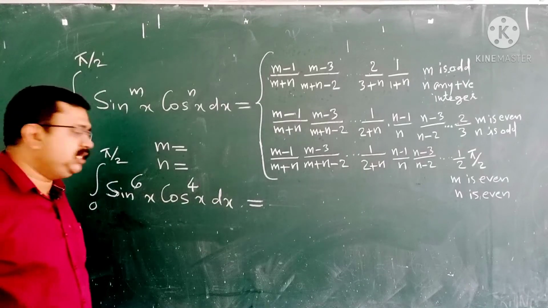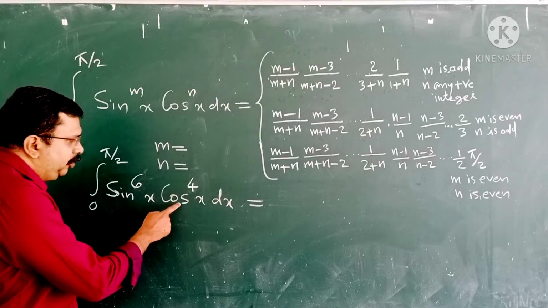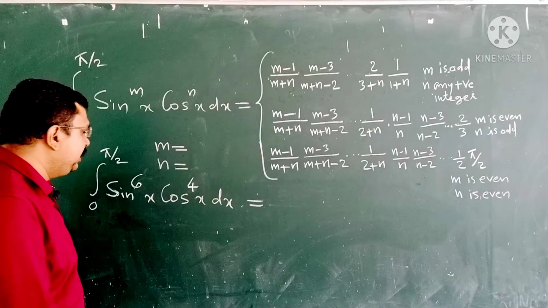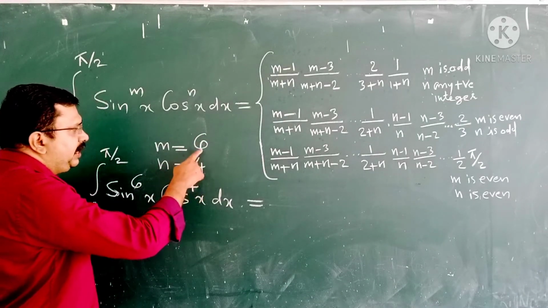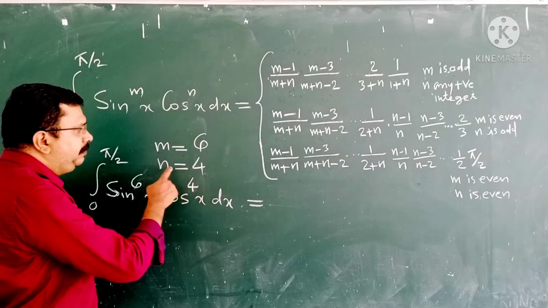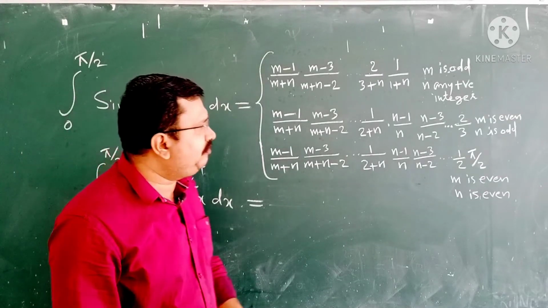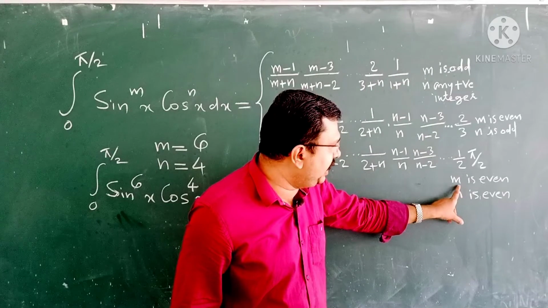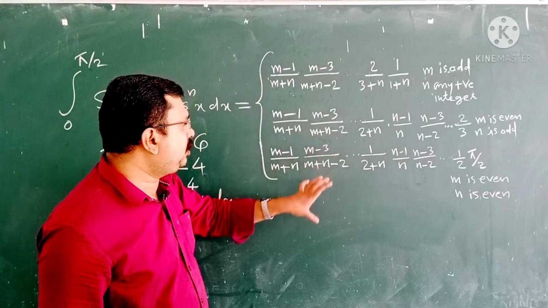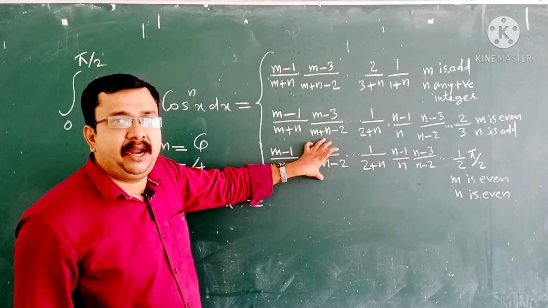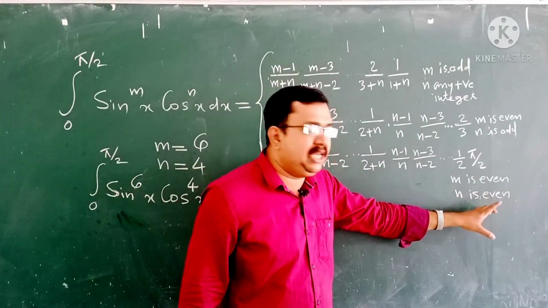Our next question is the integral from 0 to pi by 2 of sin raised to 6x into cos raised to 4x dx. Here m equal to 6 and n equal to 4. That means m is an even number, n is also an even number. Therefore we may take the third case. Here m is even, n is even. Using this equation we can find our final answer. Remember that here m is even, n is also even.